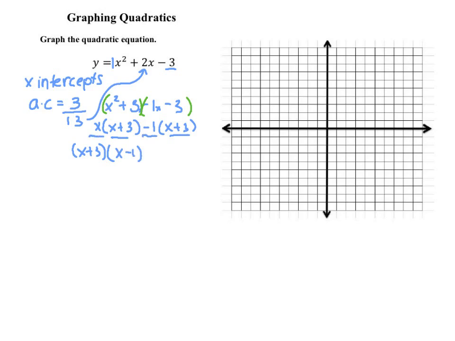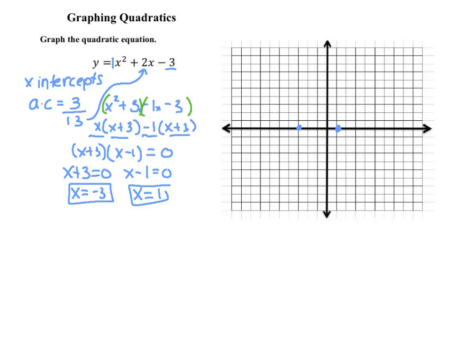Now, to figure out what my x-intercepts are, I'm going to do ZPP. So x plus 3 equals 0, and x minus 1 equals 0. When I solve them, I get that x equals negative 3, and x equals positive 1. So now I go to my graph, and I'm going to graph my x-intercepts. I have x is negative 3, and x is 1.